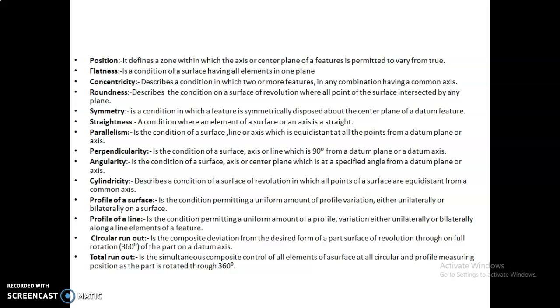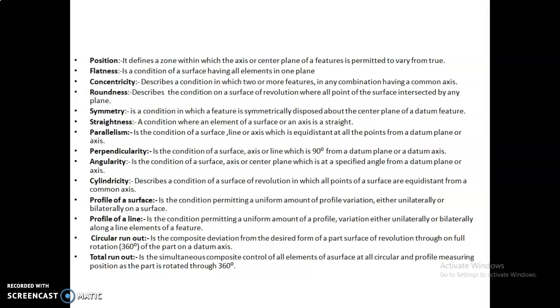Parallelism is a condition of a surface, line or axis which is equidistant at all points from the datum plane or axis. We can check the parallelism of a surface with the help of a datum reference. In this, we take the datum reference of a surface plate, place our object above it, then move the plunger dial from one end of the surface to the other end to check its parallelism. So parallelism is used for three-dimensional tolerances, and flatness is used for two-dimensional tolerances.